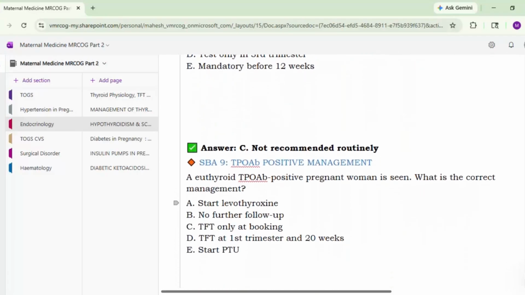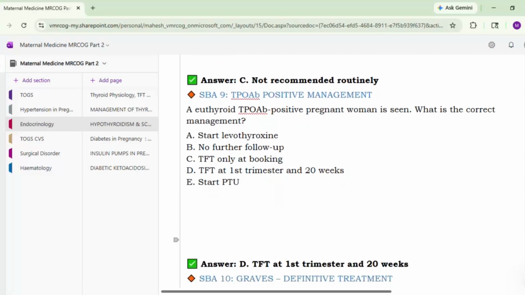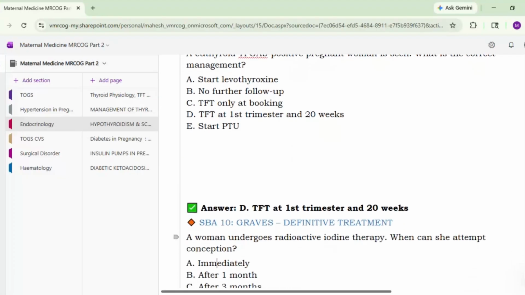Next. A euthyroid TPO antibody positive pregnant woman. What is the correct management? It is D. TFT should be done at first trimester and 20 weeks. Correct. Monitoring is there, no treatment is required. So TFT you will do at first trimester and at 20 weeks.